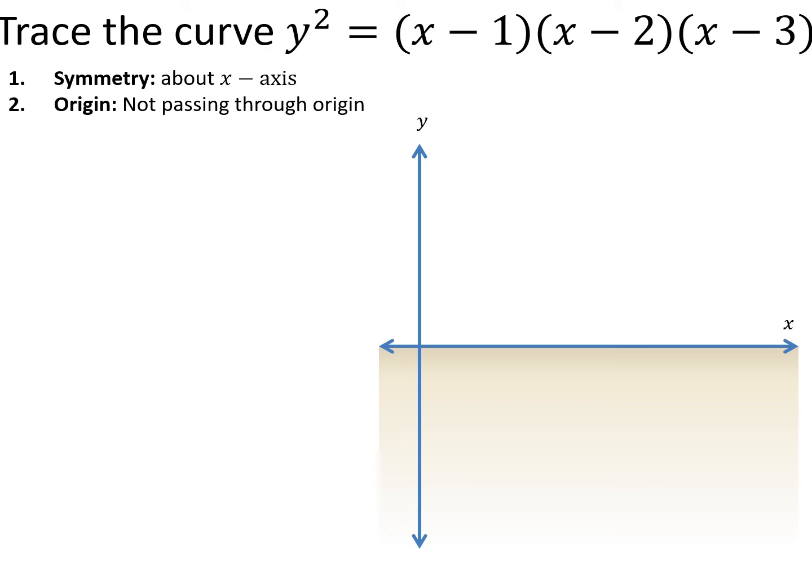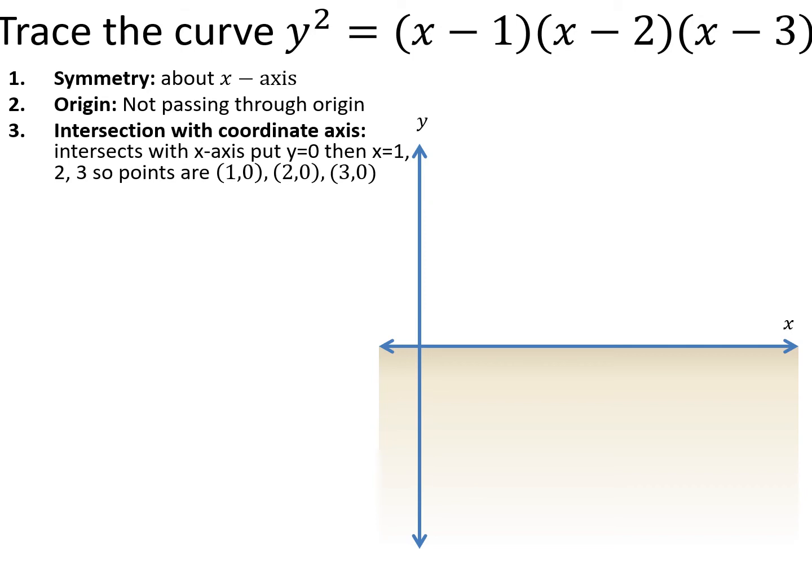Okay. So now third point, that is intersection with coordinate axis. So we will find out the intersection with the x-axis. The x-axis equation is y equal to 0. So we will put y equal to 0 in this equation. So if we put y equal to 0 in this equation here, we will get x is equal to 1, x is equal to 2 and x is equal to 3. So we will get three values of x, that is x equal to 1, x is equal to 2 and x is equal to 3.